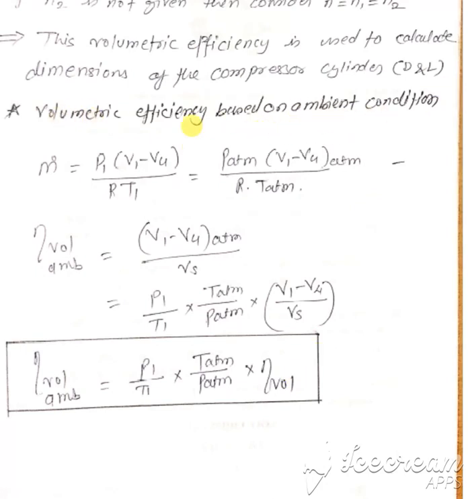Therefore, for volumetric efficiency based on ambient condition, we calculate m is equal to P1 (V1 minus V4) upon R T1. If you are taking it for atmospheric condition, then P1 will be equal to P atmospheric, V1 minus V4 will be equal to V atmospheric, and T will be equal to T atmospheric. Now, volumetric efficiency for ambient condition, eta vol ambient, is equal to V1 minus V4 upon Vs. Here we consider V1 minus V4 as atmospheric condition. From the above equation, find the value of V1 minus V4 atmospheric and put it in this equation. Then this equation becomes P1 upon T1 into T atmospheric upon P atmospheric, V1 minus V4 upon Vs.